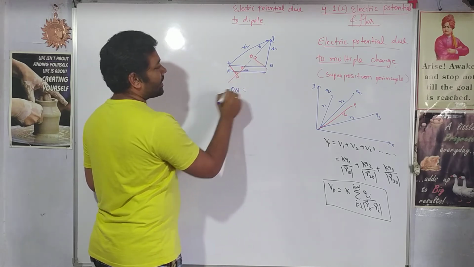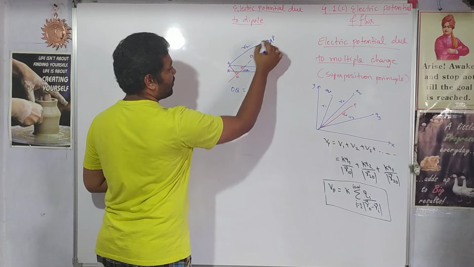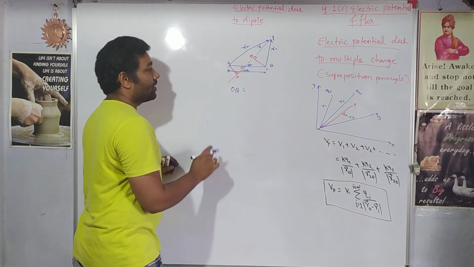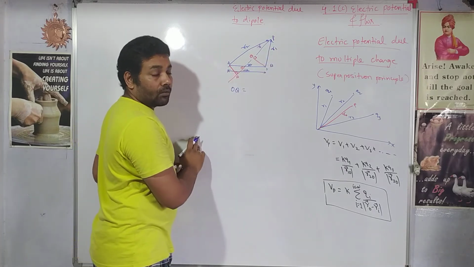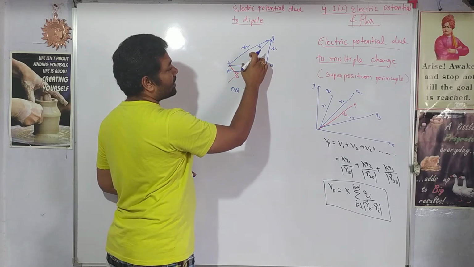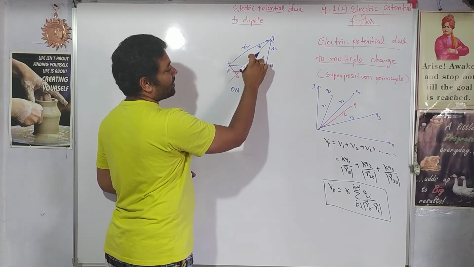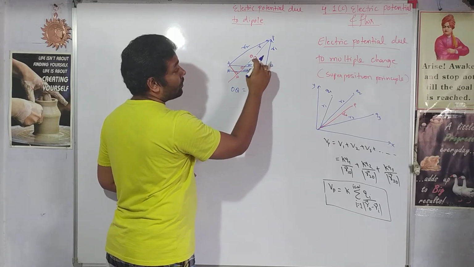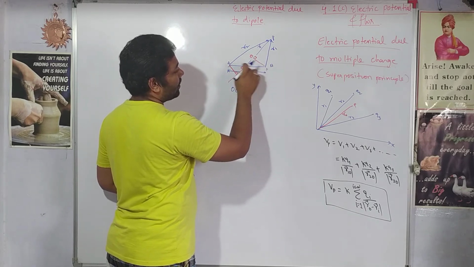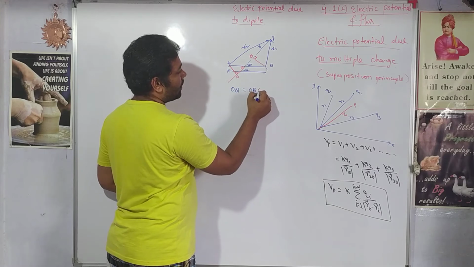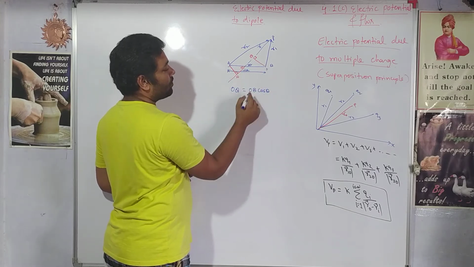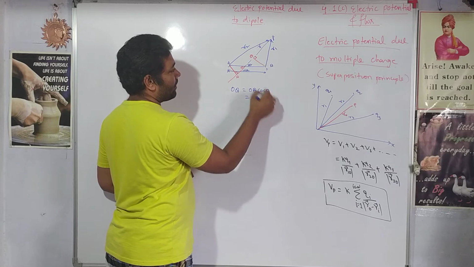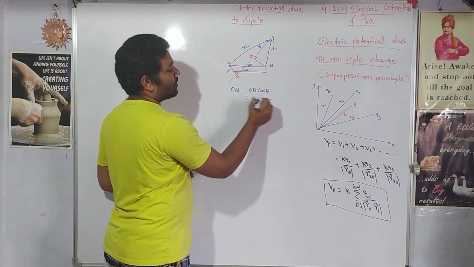If you calculate distance OQ, what will it be? Let us say this point P is making an angle theta with the dipole. So what will be the distance OQ? This is the base, this is the perpendicular, right? So OQ will be OB cos theta. The value of OB is A, so the value of OQ will be A cos theta.